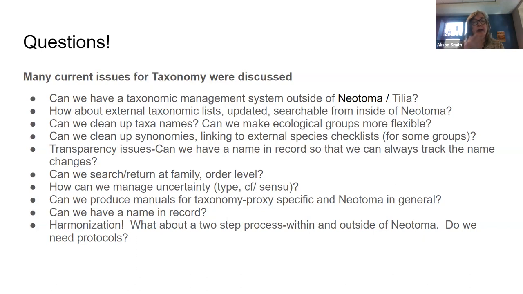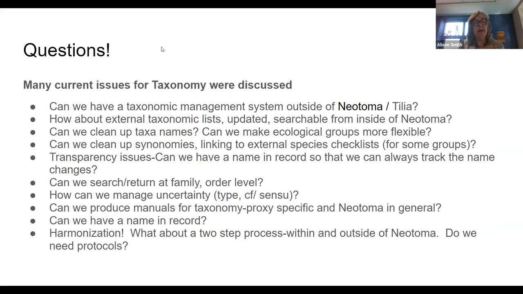And then going back to a name and record, a way to track what has happened to names as we go forward in time. Taxonomic harmonization was a huge question, a lot of discussion about this. An idea came up about maybe developing a two-step process, something that happens within and then also outside of Neotoma. Should there be protocols? Should we actually formalize things here?